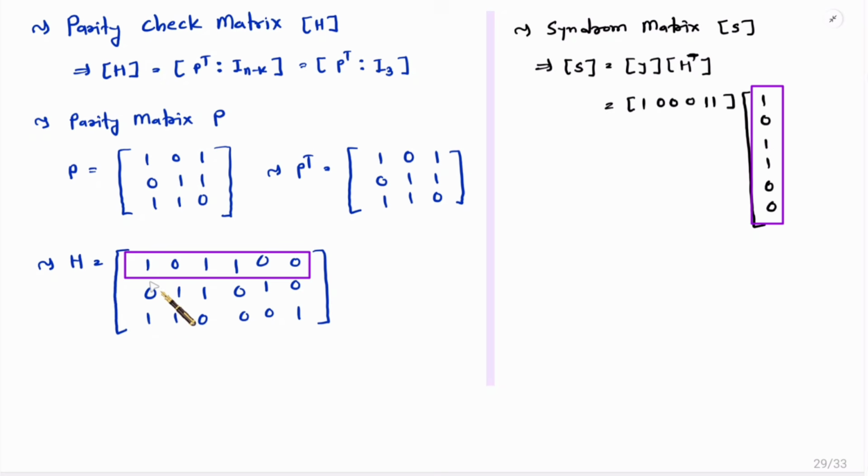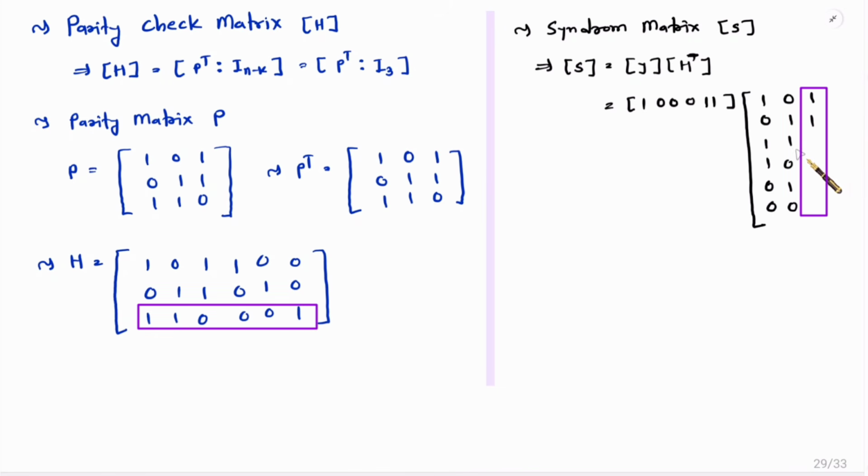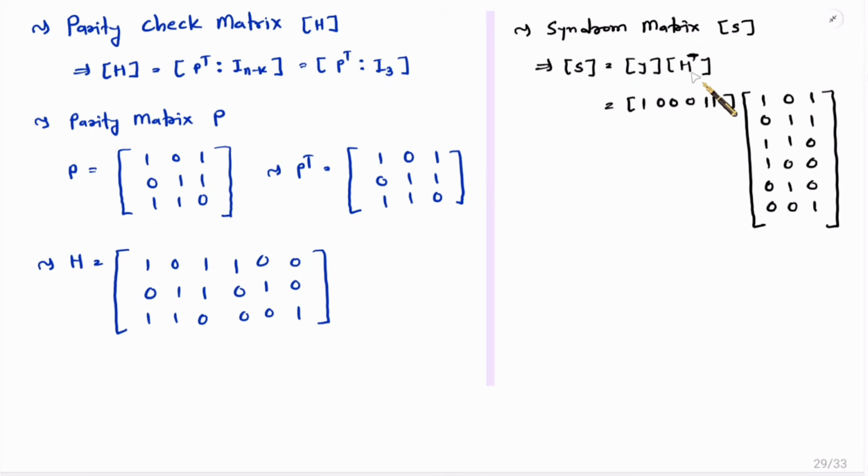Now that I'll be representing by column. And this second row, now that will be the second column, 0 1 1 0 1 0. And now this third row, that will be the third column. So double 1, triple 0 and 1, that is our third column of H transpose.